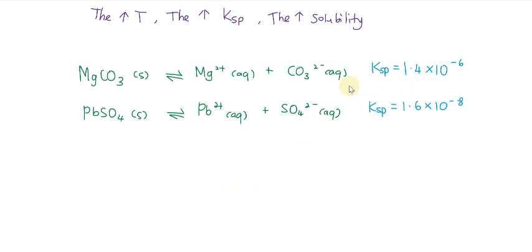Given the value of Ksp of MgCO3 and PbSO4 at 25 degrees Celsius, as we look at here, the Ksp of MgCO3 is higher than the Ksp of PbSO4. So in this case, MgCO3 is more soluble compared to PbSO4.